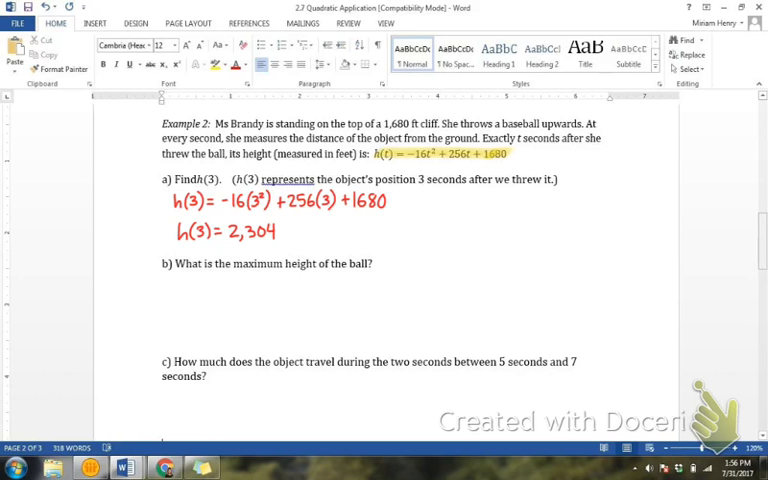What's our sentence going to be here? After 3 seconds, the object will be 2,304 feet. 4 feet where? Off the ground or in the air? Yep. Okay, so after 3 seconds.